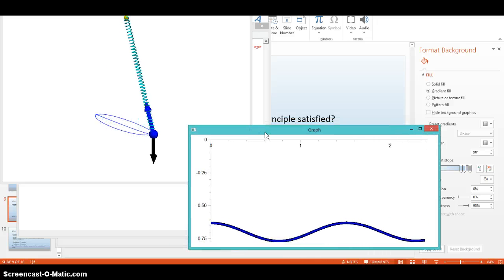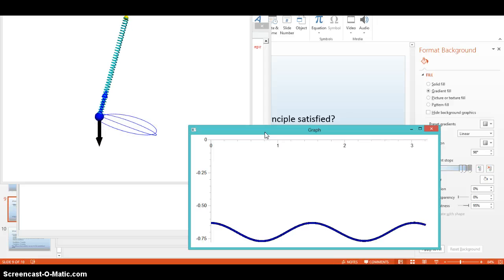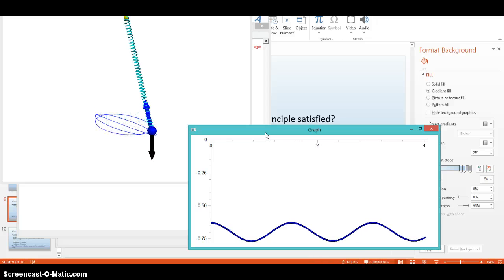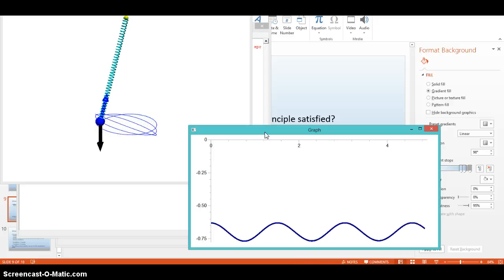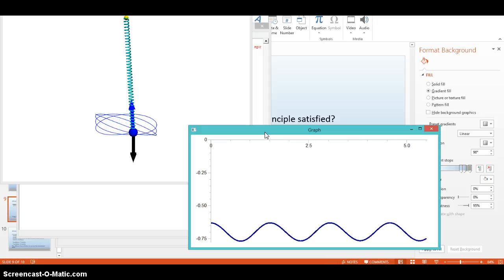The blue arrow is going to be the potential spring force, and the black arrow is going to be the gravitational force, potential gravitational force. And these are very helpful for showing us the potential energy while our system is in movement.